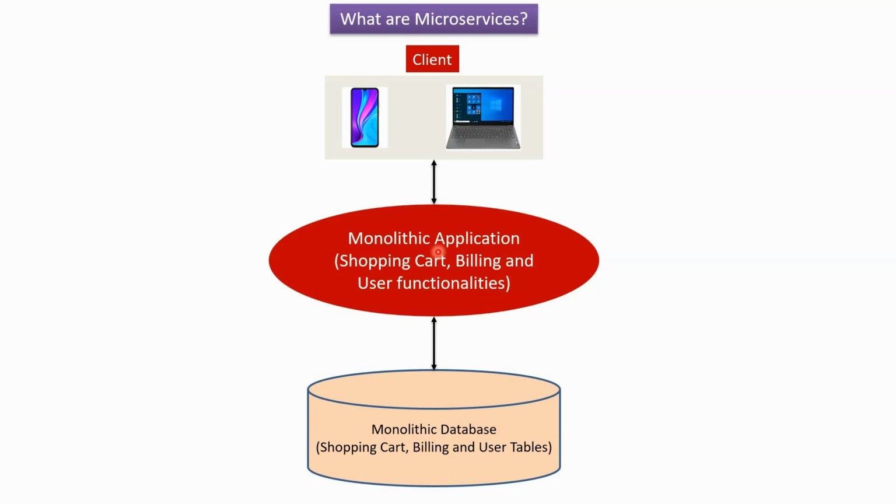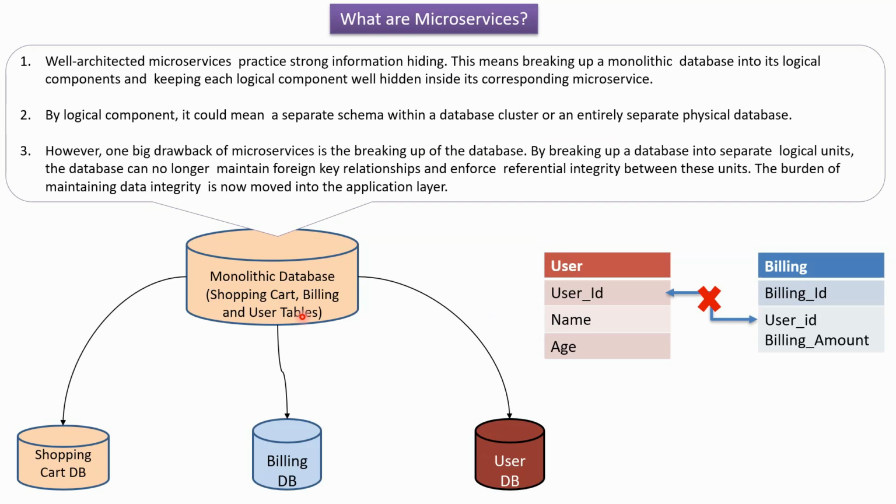Suppose we want to split the monolithic application into multiple microservices. For shopping cart related functionalities, we can create a shopping cart microservice. For billing related functionalities, we can create a billing microservice. For user related functionalities, we can create a user microservice. And we also have to split this monolithic database into multiple databases like this. Shopping cart related tables will go to the shopping cart database, billing related tables will go to the billing database, and user related tables will go to the user database.